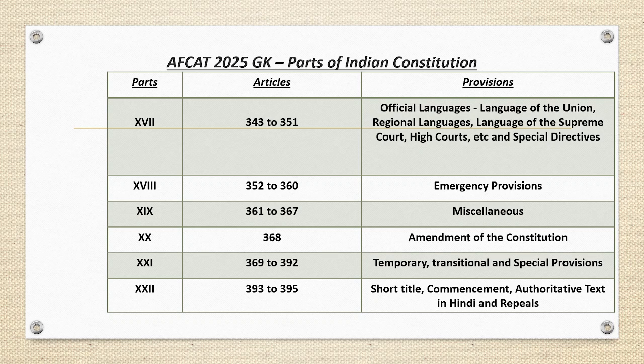Then part 20 has only one article, Article 368, and it deals with the amendment of the Constitution. Then we have part 21, articles 369 to 392, and it deals with temporary, transitional, and special provisions. And part 22, articles 393 to 395, deals with short title, commencement, authoritative text in Hindi, and repeals.